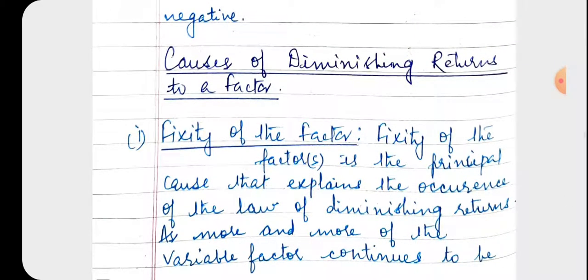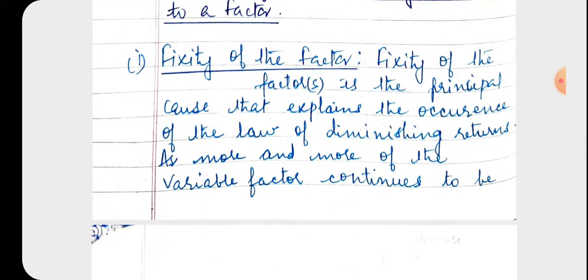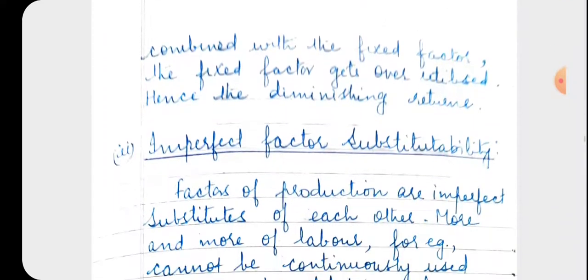Let us see what the causes of diminishing returns to a factor are. Fixity of factors. It means the diminishing returns start operating because of the fixed factor. Now it is time to increase the fixed factor. We cannot substitute the variable factor with the fixed factor. If you need more increase in production, it's the right time to think of changing the fixed factor instead of increasing the variable factor.